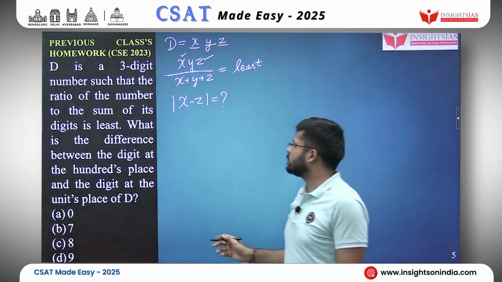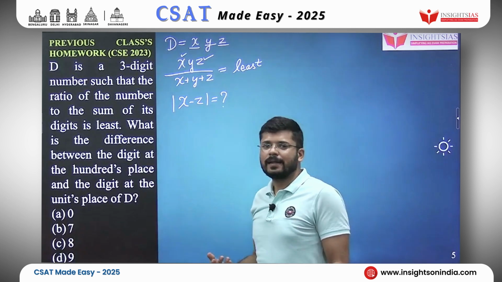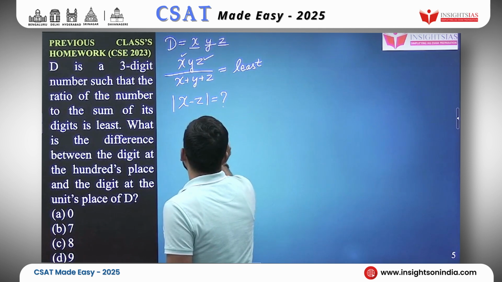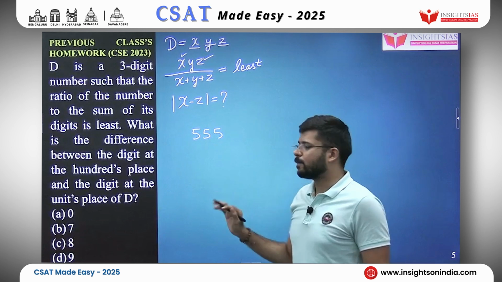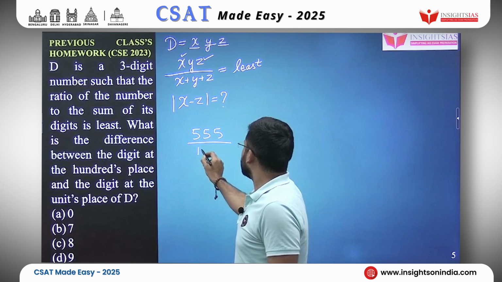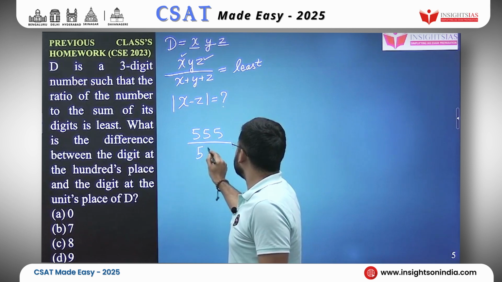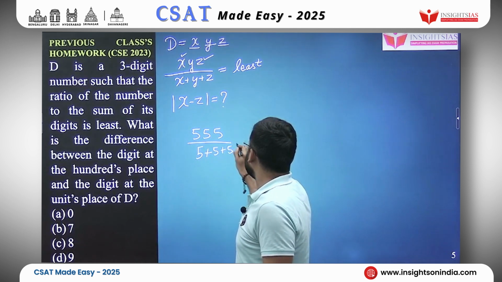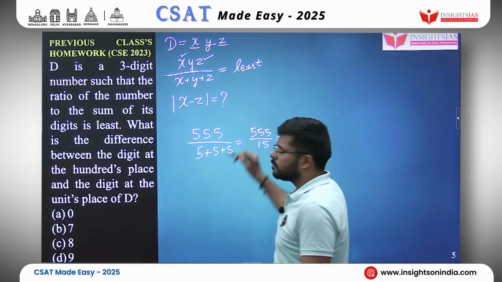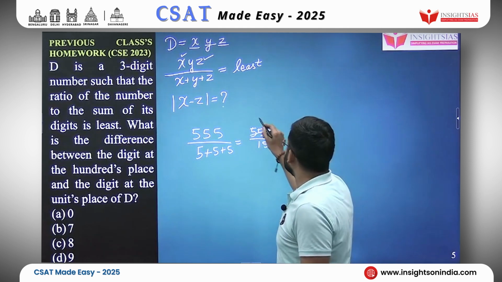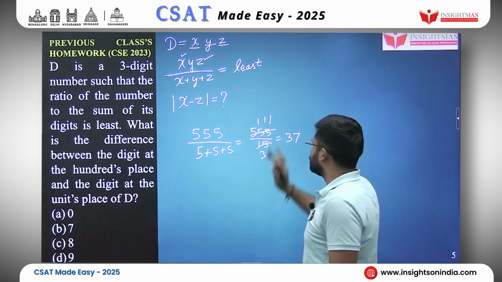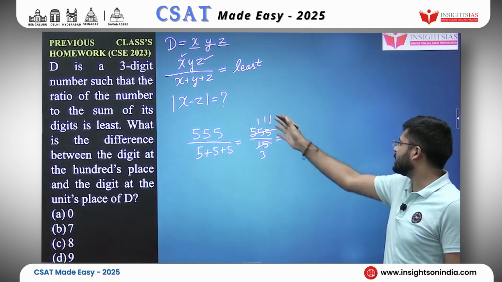How do we solve this? We'll just do trial and error. That is the easier way for this. We'll begin by assuming that the number D is 555. If it is 555, then what will this ratio be? The ratio would be 555 divided by 5 plus 5 plus 5. That would give you 555 divided by 15. Both are divisible by 5. This would be 111 and this would be 3. And 111 divided by 3 will give you 37. Okay, 3 3s are 9 and 3 7s are 21.